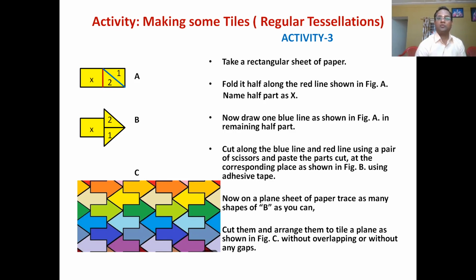Now moving on to one more type of tessellation or tiling, regular tiling. I have used a rectangular sheet of paper, a yellow rectangle. Folded it into half, the red line showing the half mark. I'll mark one part as X and not disturb this part. In the remaining half rectangle, I am drawing a blue line and cutting along it. Shape 1 is removed, and I'll also cut along the red line and shape 2 is taken out.